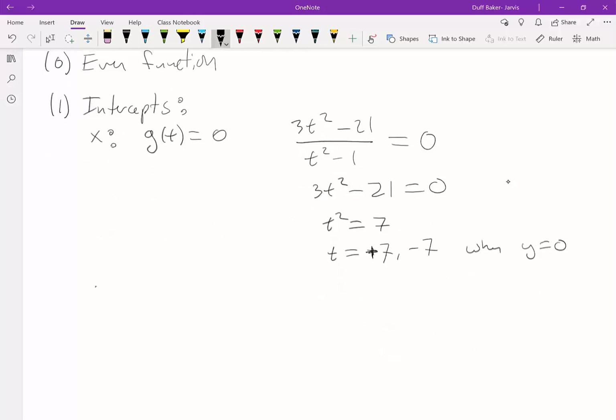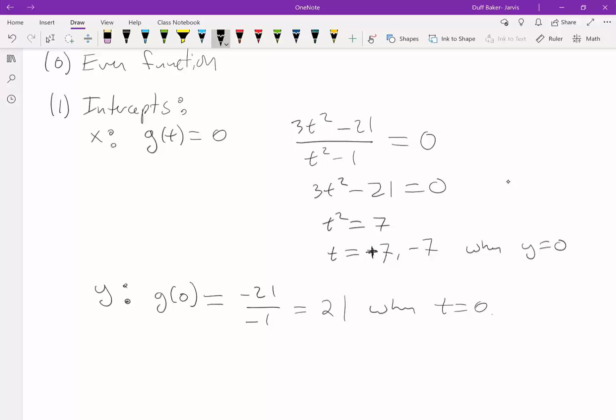The y-intercepts are easier. You just plug in 0. So when x is 0, y is what? Let's see, it's minus 21 over minus 1, so that's just positive 21. Sorry, I shouldn't be saying x here, I should be saying t's. And t is 0.